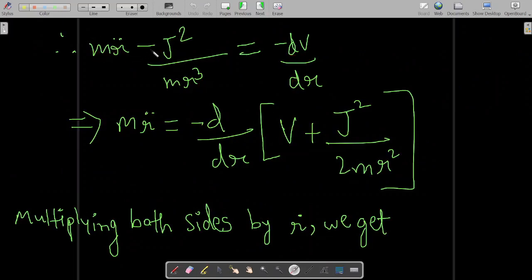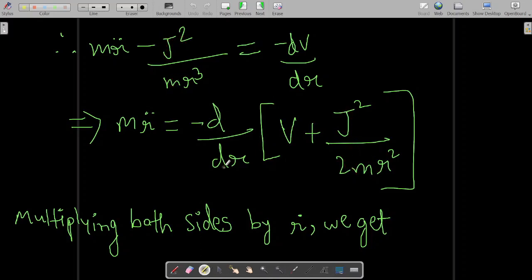So m r double dot will be kept as it is, and J square by m r cube will go to the right hand side. So minus d by dr of V plus J square by 2 m r square. Now when you differentiate this particular expression, you will get this particular expression.